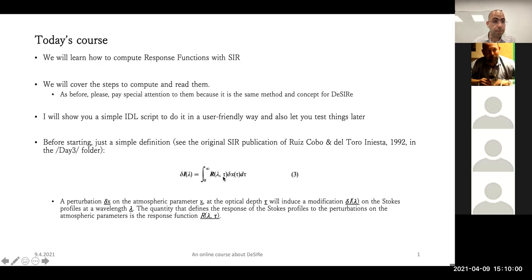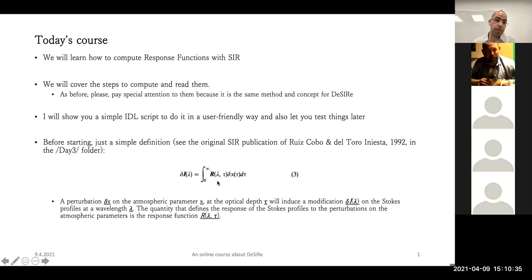And the relation between the perturbation and the effect on the spectral information is what we call the response function. And as we are relating atmosphere, optical depth, with wavelength, the response function contains both dimensions. So it's a two-dimensional parameter that has wavelength and optical depth. Okay, so today we will work on this.